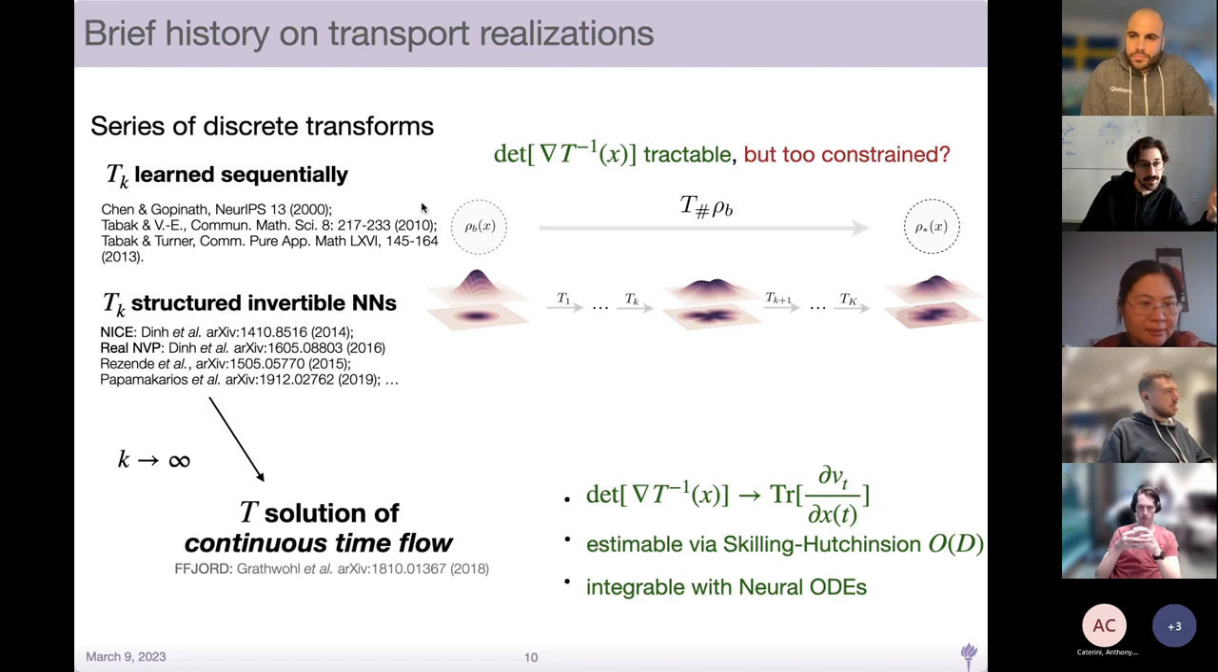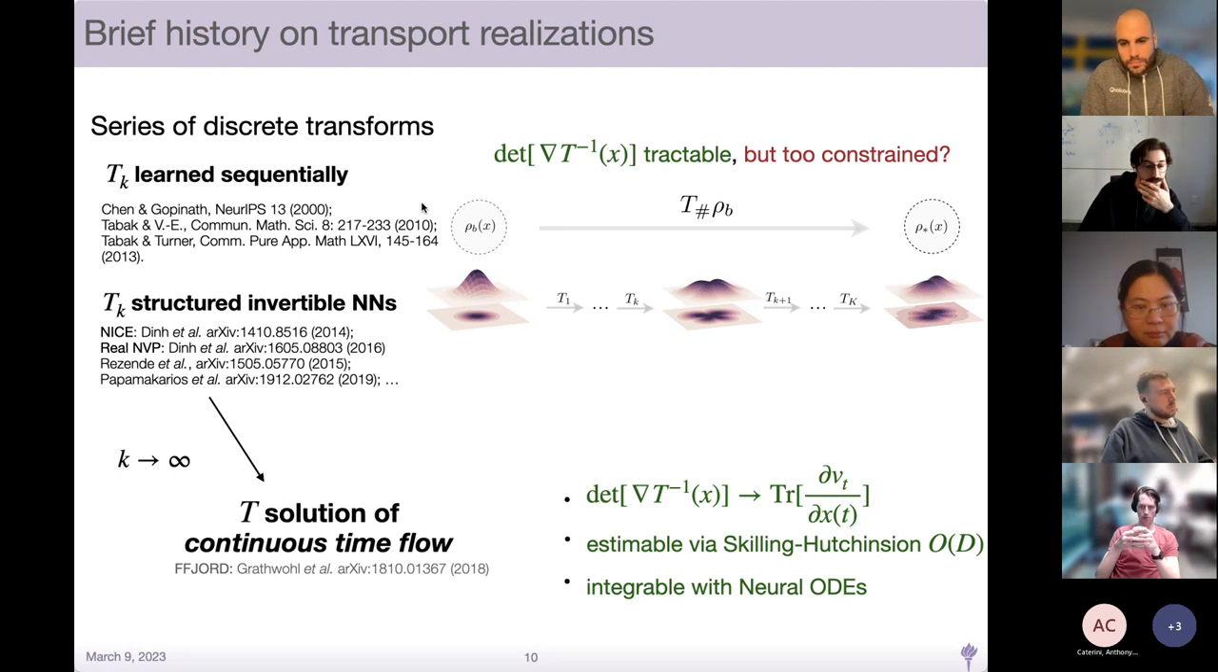And one of the benefits of thinking in this picture is that this intractable determinant of our Jacobian that we had to compute now actually can be rewritten in the instantaneous time picture as the trace of the instantaneous change of some velocity field. Okay, so we have an instantaneous transformation that is now described by a drift or a velocity field that I'm calling V_t, and we'll define it a little better in the next slide. And the benefit of doing this is that this trace is now estimable with the Skilling-Hutchinson estimator in something that only scales linearly with the dimension of the problem. And so that's a nice trade-off we can work with.